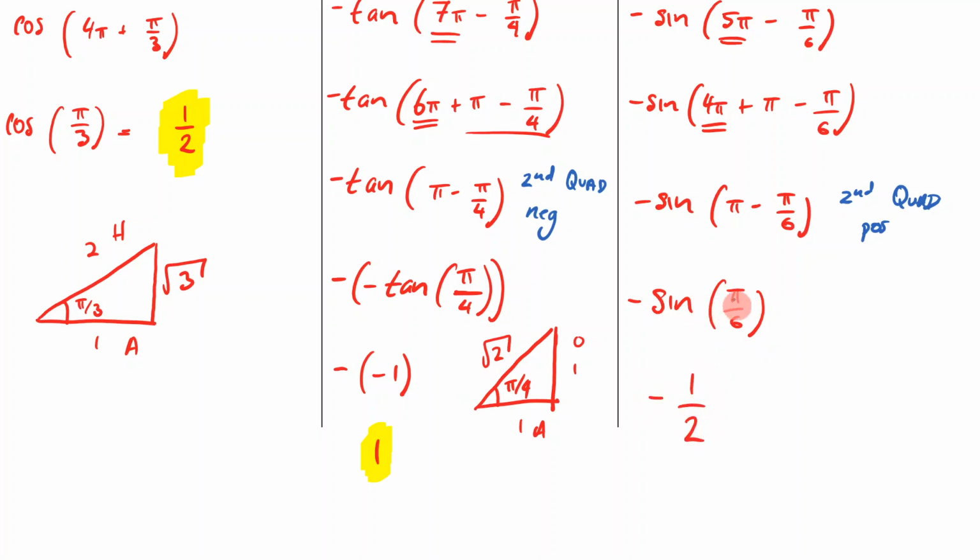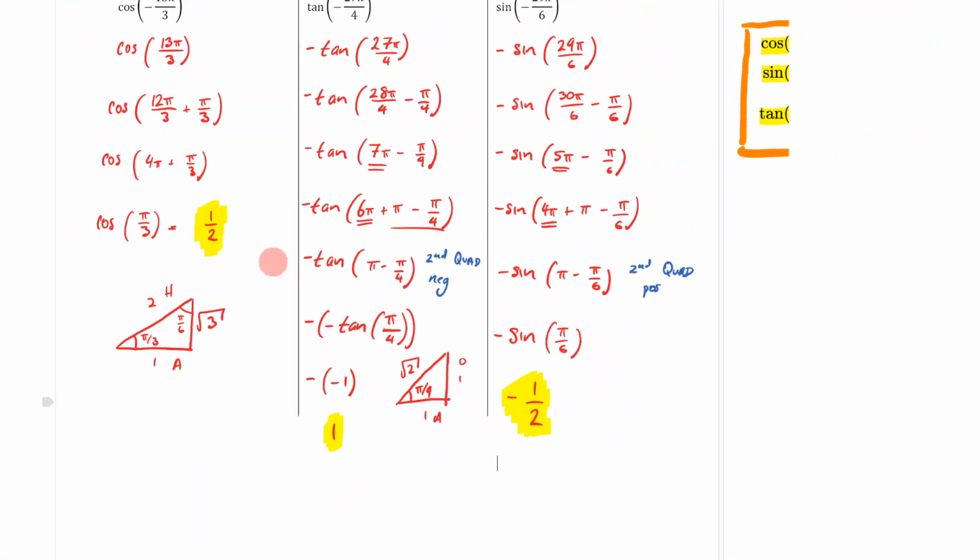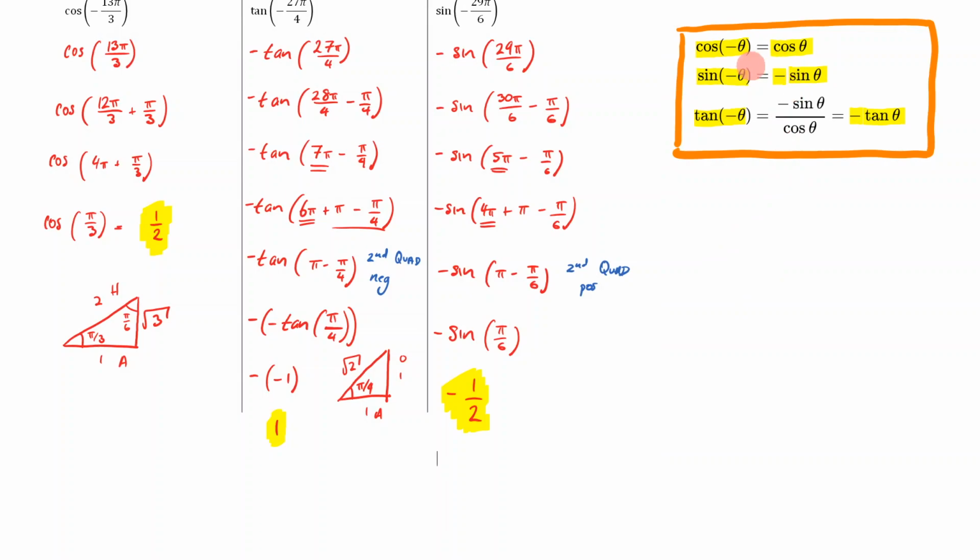Remember, if you're struggling to remember sine pi on 6, you could just come over here. This is pi on 6 over there. It would be opposite over hypotenuse, so a half. Perfect. And those are our answers. Hopefully you have found this useful and you have committed to memory these properties right here.